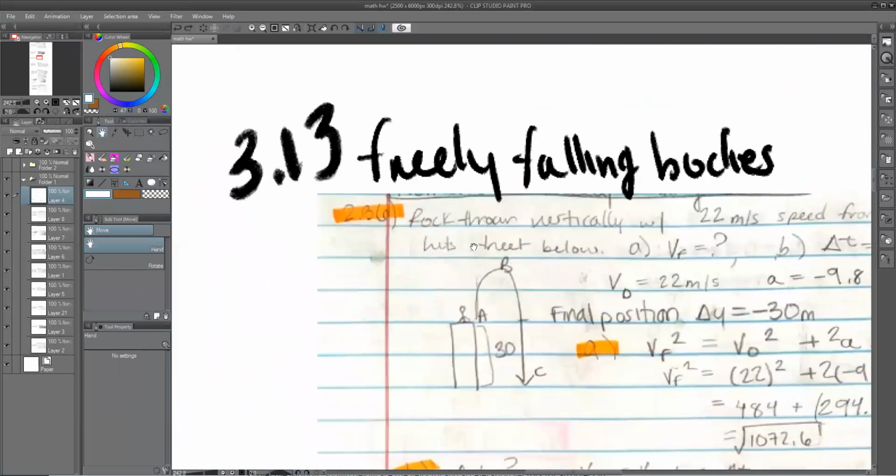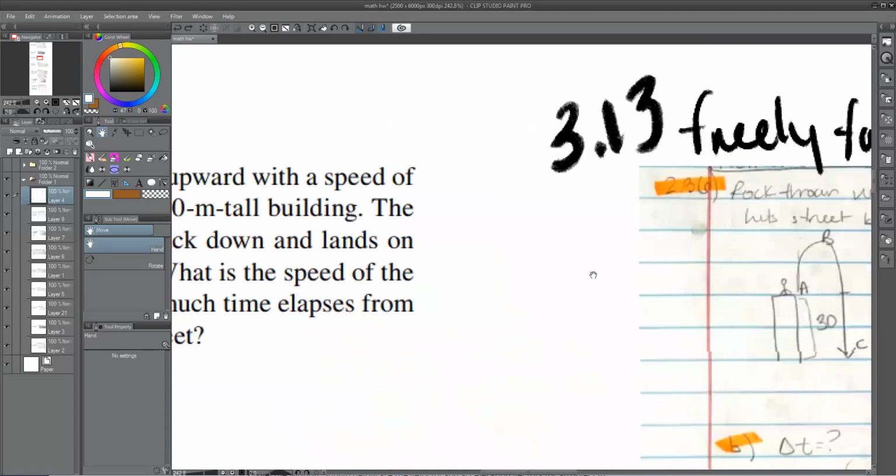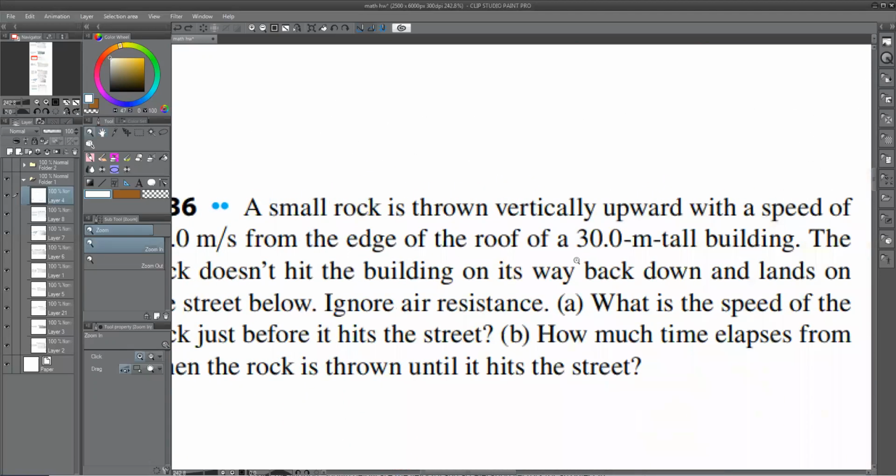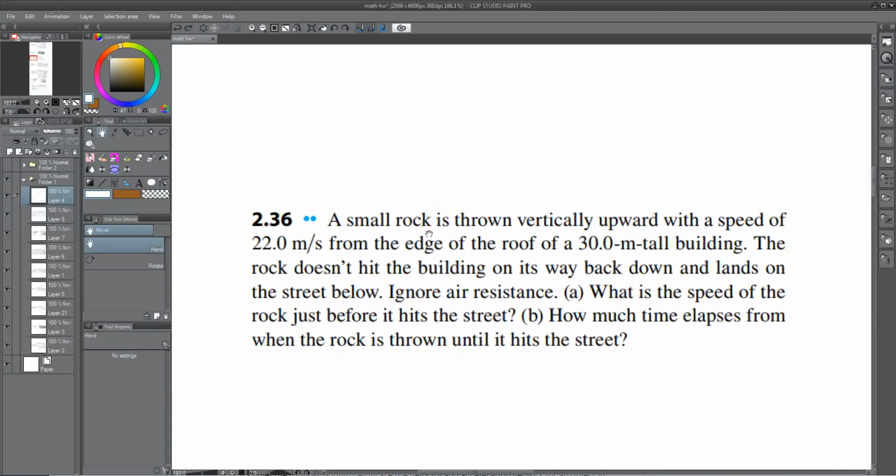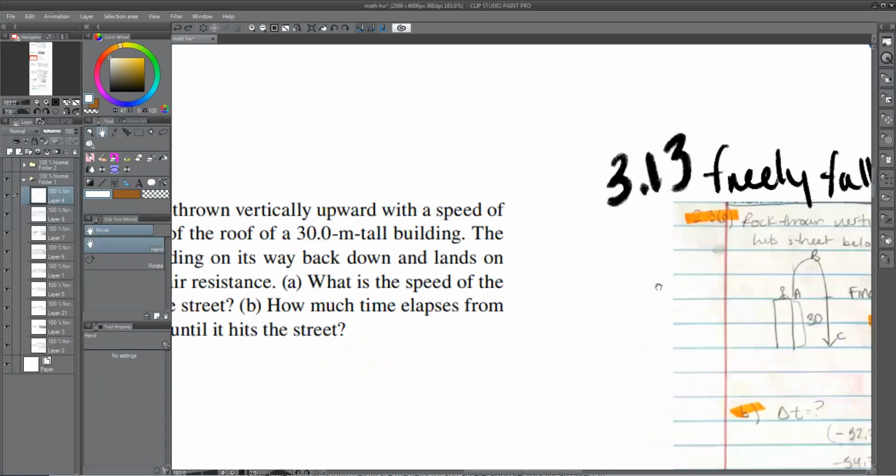Okay. So 3.13, for freely falling bodies, we're going to do 2.36. So this problem is, a small rock is thrown vertically upward with a speed of 22 meters per second from the edge of the roof of a 30-meter tall building. The rock does not hit the building on the way back down and lands on the street below. Ignore air resistance. A, what is the speed of the rock right before it hits the street? So we're going to do A first.